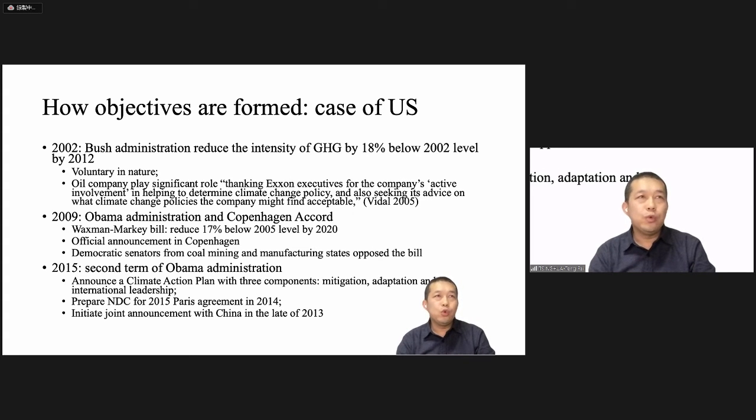And when time moved to the Bush administration, during the 2000s, the Bush administration announced a voluntary target to reduce the greenhouse gas intensity of the United States by 18% below the 2002 level by 2012.